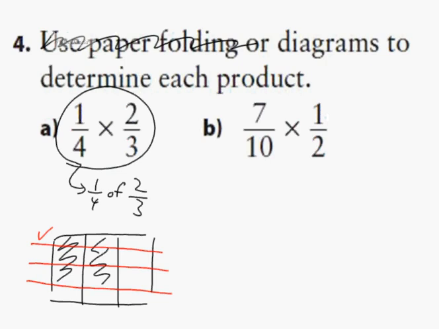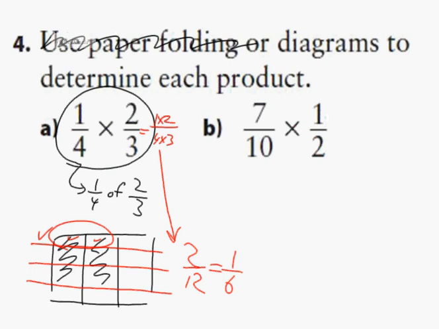Once I analyze my picture, I used to have a fraction that had 3 as a denominator. Now my denominator is 12. And I have two parts out of 12, these two right here. Or in lowest terms, it would be 1/6. So your answer for the first one, 1/4 times 2/3, is 1/6. And if I use my algorithm, I'd have 1 times 2 over 4 times 3, which I'd then have to reduce down to lowest terms as 1/6.